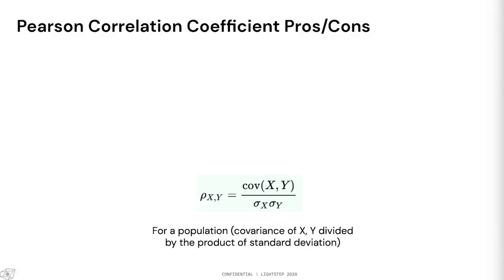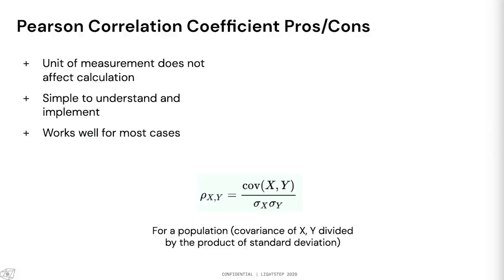But first I want to show you the actual math behind what's happening. The Pearson coefficient is pretty straightforward. It's basically computing the covariance of two variables, x and y, and dividing that by the product of their standard deviations. Because of that denominator, the unit of measurement doesn't actually affect the calculation, which is a big benefit here. We can correlate two variables that are measured in different units, and it would still return a valid value. It's also simple to understand and implement, and it works well for most cases.